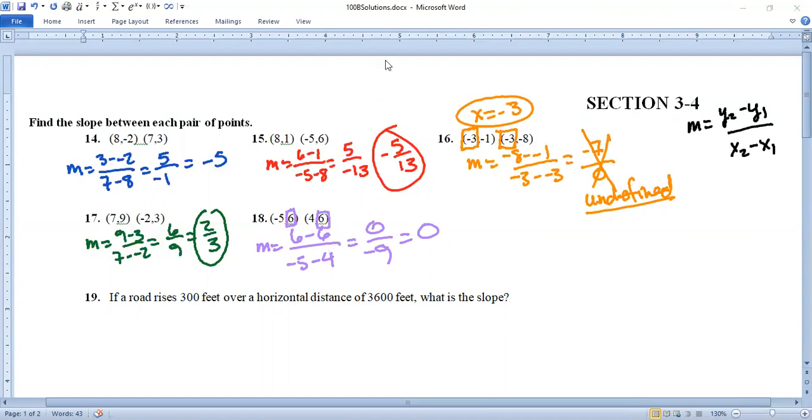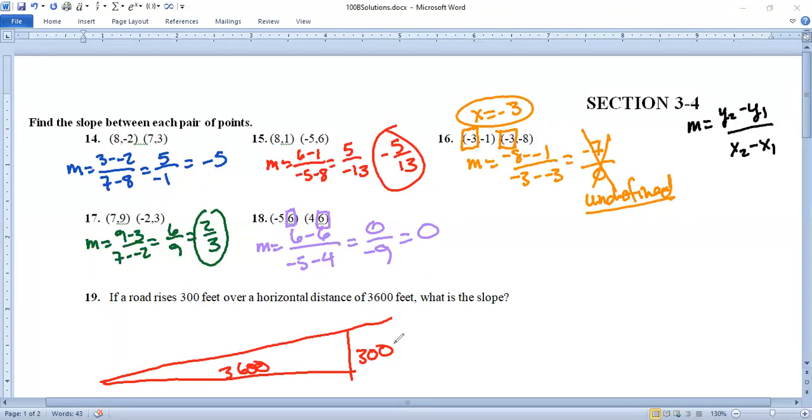All right, number 19. If a road rises 300 feet over a horizontal distance of 3,600 feet. So it's traveling up the mountain like this, and it says it rises 300 feet from this place right here, where it travels 3,600 feet. So they've already calculated the rise and the run. So for slope, you don't have to do any subtraction. They already did that, and they got 300 over 3,600. That is a slope of 1/12.